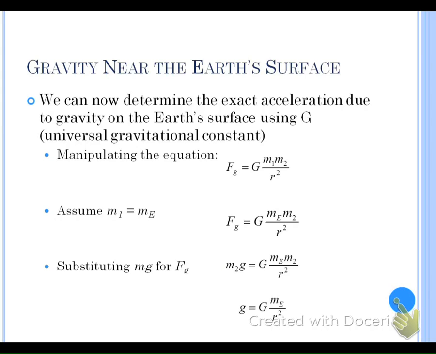After that, I substituted in m times g for our force due to gravity. Our gravitational force is mass times gravity, so all I did was take the object's mass times the acceleration due to gravity and plugged it in there. And then for the last step, all I did was cancel m sub 2 on each side. So I got rid of m sub 2. That leaves me with acceleration due to gravity equals gravitational constant times the mass of the Earth over r squared. So this is an equation that you will use a lot, and you'll use it to find the acceleration due to gravity.